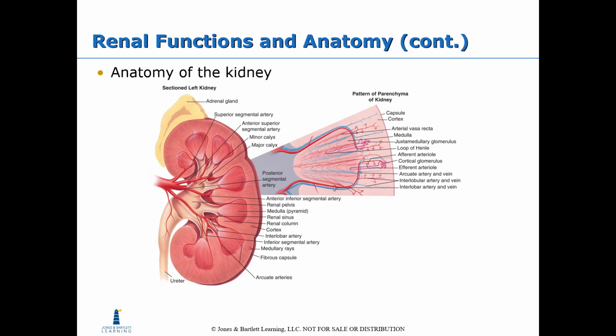Anything that is not meant to be passed out of the body through the urine is going to be reabsorbed by the blood vessels that surround those nephron tubules. Once urine is formed, it's going to pass into the renal pelvis and eventually down the ureter to be stored in the urinary bladder.